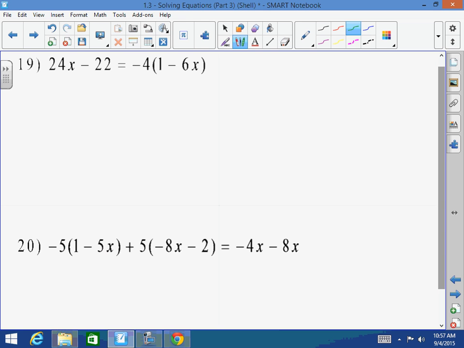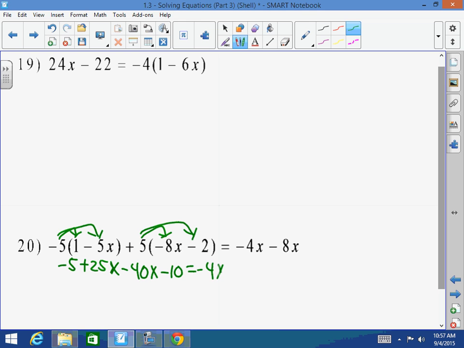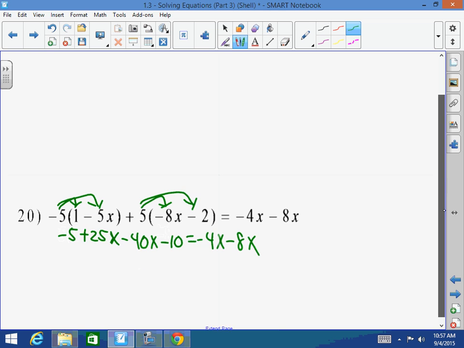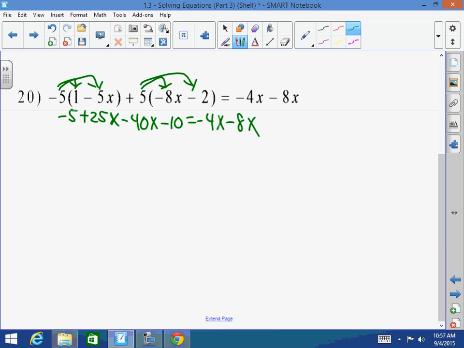Distribute. You got two distributions, right? So I've got negative 5 plus 25x minus 40x minus 10 equals negative 4x minus 8x. This is good stuff. It's easy. Just follow the rules, follow the directions, follow the steps. So where do we go from here?